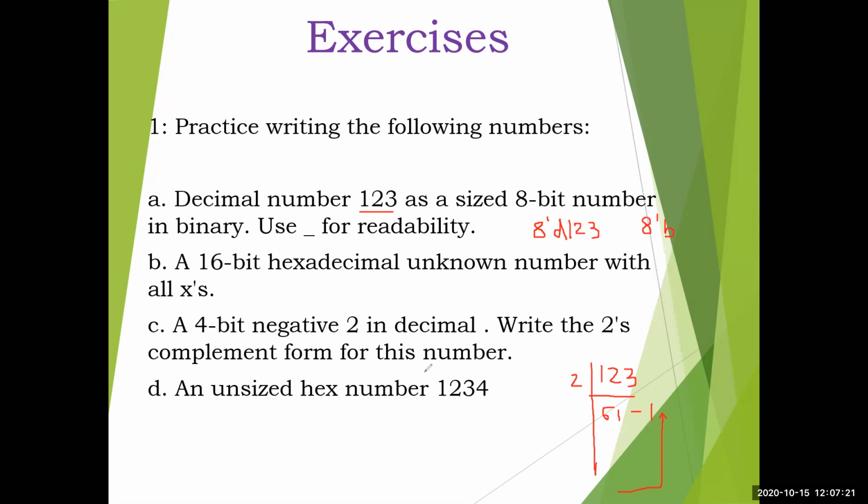We'll go to the second one: a 16-bit hexadecimal unknown number with all x's. So this is also given here: a 16-bit number, hexadecimal. Unknown number they have told, so the number is not known, and the size is 16. So simple: 16'hx. In case of unknowns, if you write just x, it will be understood. All the 16 bits will be taken as x. Or else you can write four x's. If you write 1x, that is also enough.